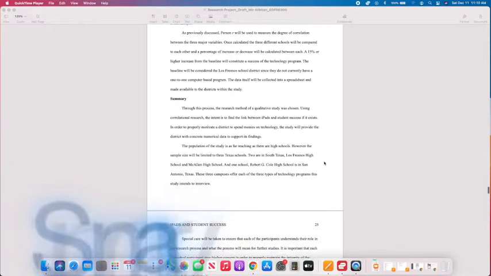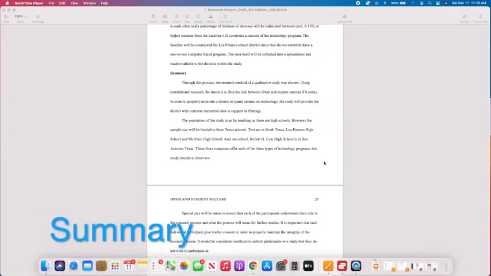In summary, through this process, the research method chosen was a quantitative study using correlational research, as I have mentioned before. The intent is to find the link between the iPads and student success, if it exists, in order to properly motivate a district to spend monies on technology.